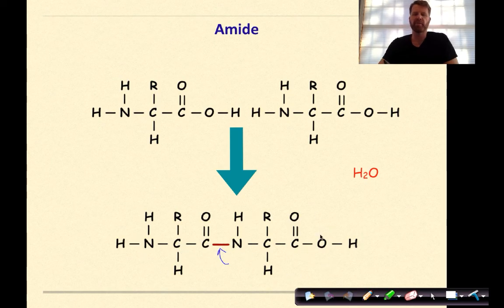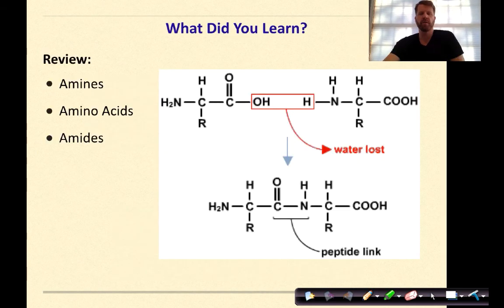If we repeat this process over and over again by linking more and more amino acids together, we make what's called a polypeptide chain, or many amino acids strung together to make a polymer, which goes on to build a protein structure. What did we learn in this tutorial? We discussed amines, amino acids, and amides.